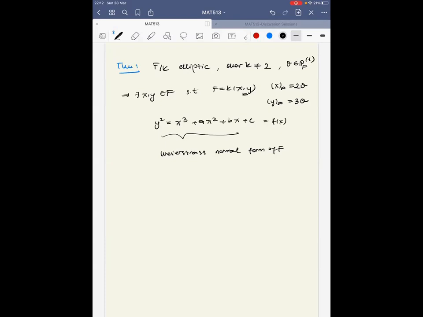Or sometimes we write this equation y squared is equal to f of x, where f of x is a degree 3 square-free polynomial.